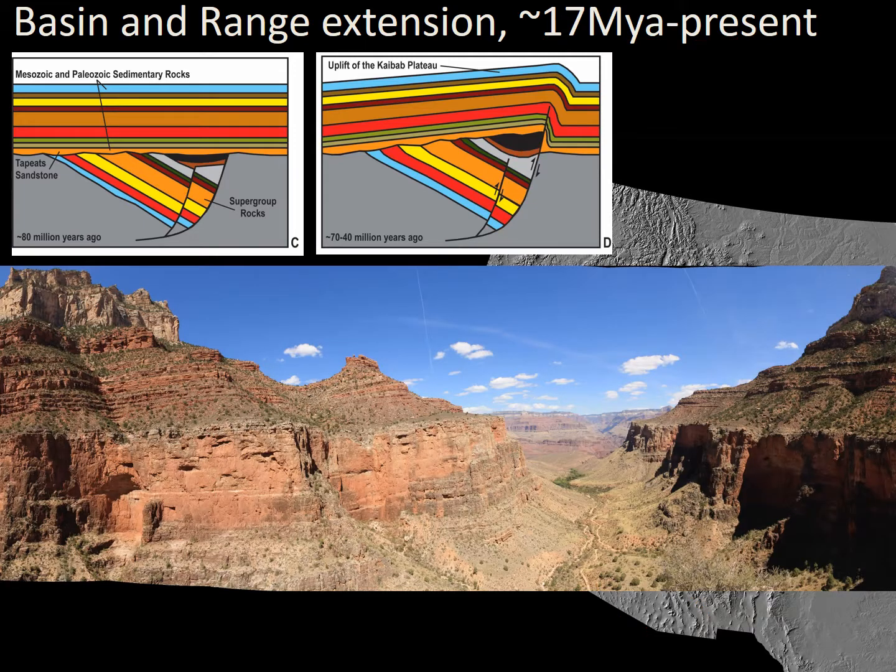Another example is here. We're standing in the Bright Angel Fault Zone, which extends roughly in this direction. And notice the difference in elevation between the red wall limestone on the left and the red wall limestone on the right. Here's the top of the red wall on the left, and here's the top of the red wall on the right. The left side has been uplifted by motion on the Bright Angel Fault as a normal fault during this period of extension, which has occurred in the Grand Canyon area from about 17 million years ago to present.